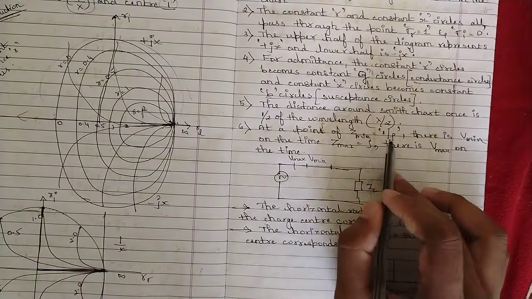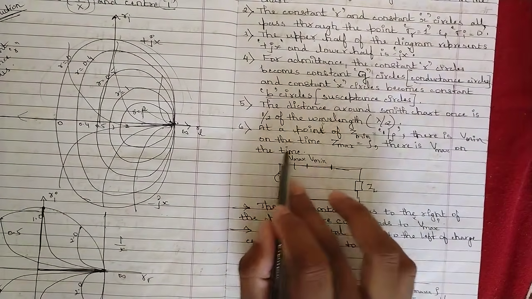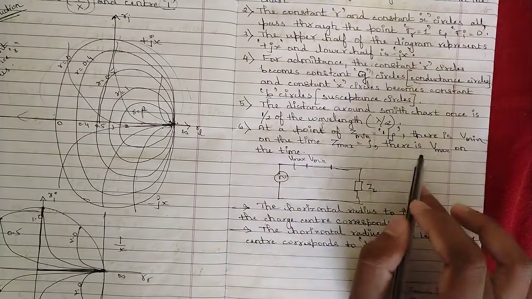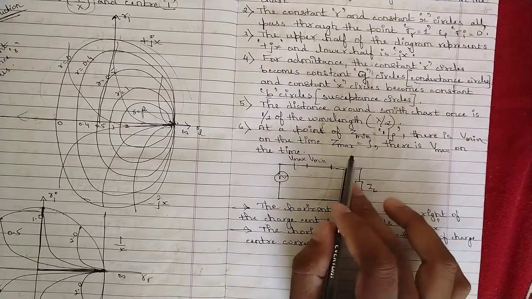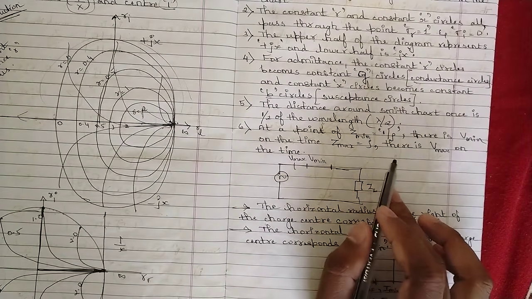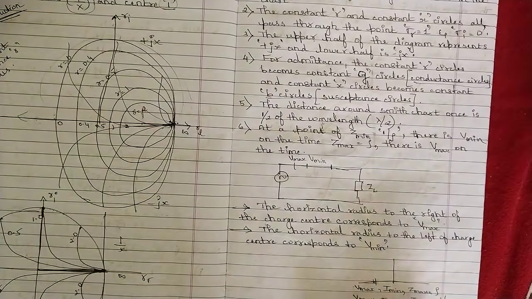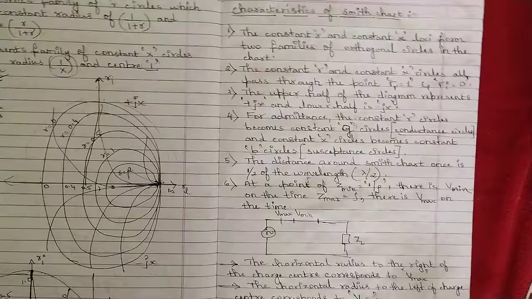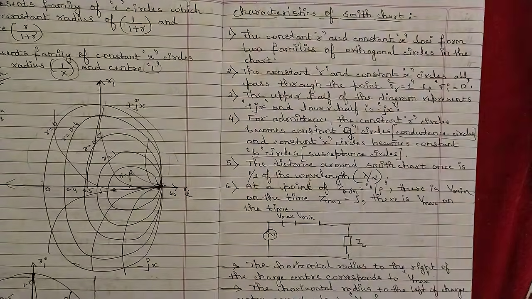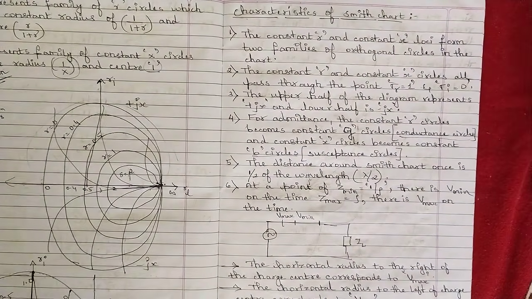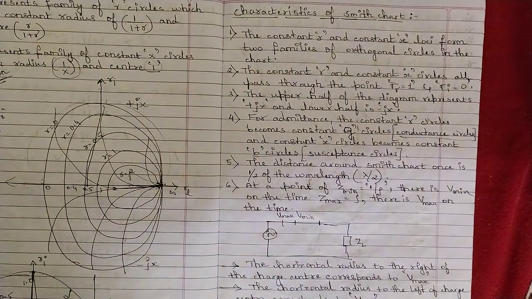At a point z min equal to 1 by rho, there is V min, and at z max equal to rho, there is V max, okay? So this is the circuit for that. So this is not required. So these few characteristics are very, very important in order to understand in brief about Smith chart, okay?